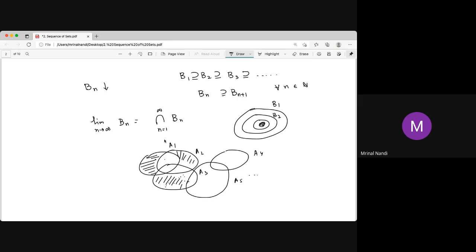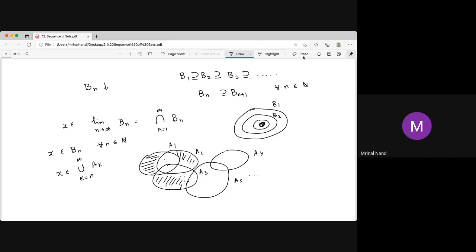So what does this actually mean? If one element x belongs to this, then what is the meaning of that? That means x belongs to Bn for all n in natural numbers. So this is for all n. That means x belongs to the union over k equal to n to infinity of Ak. So what is the meaning of that? For all n, that means x occurs in infinitely many Ai.